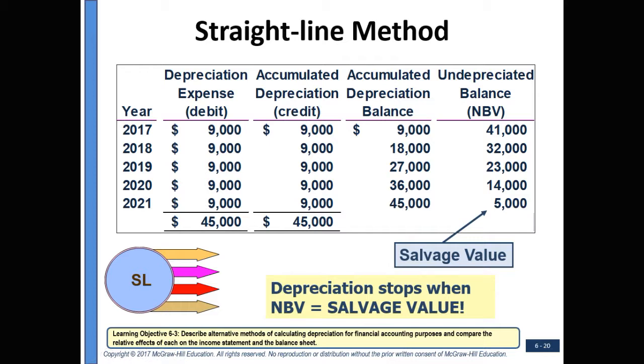Depreciation stops when our net book value equals our salvage value. This is even if we continue to use or have the asset on our books for a time beyond the original estimated life. As I said, there are things that happen that can cause our original estimations to maybe not be as accurate as we had believed them to be.